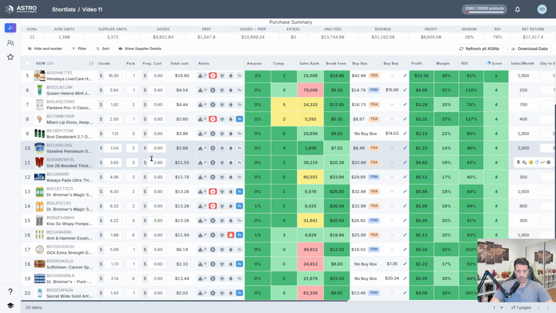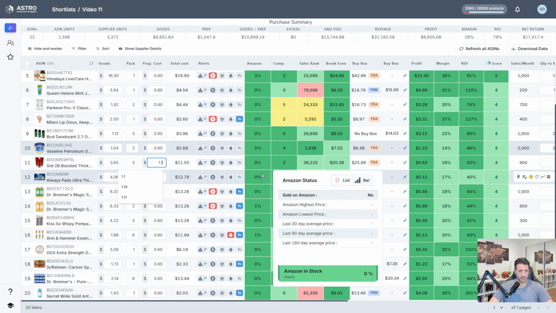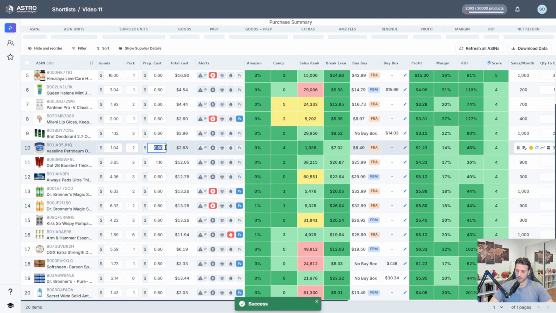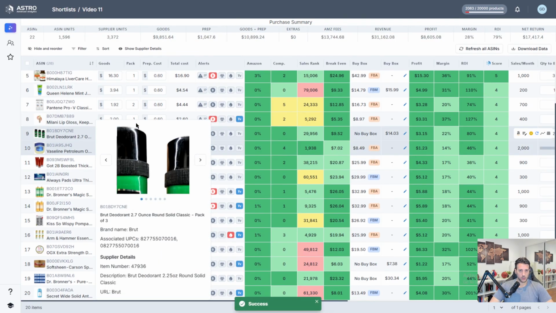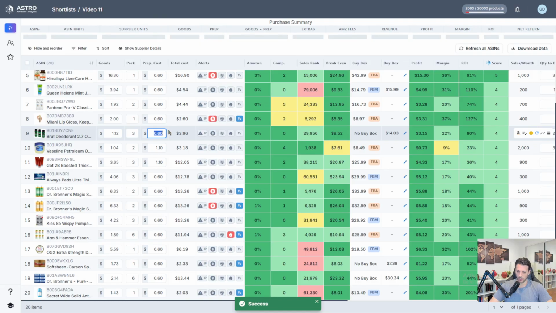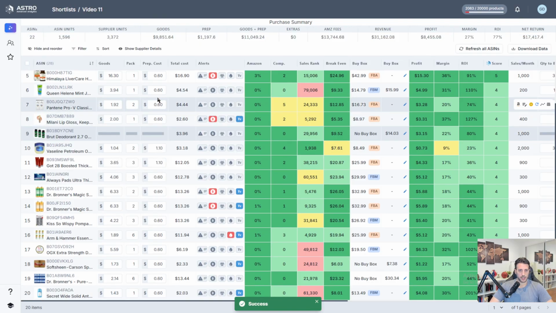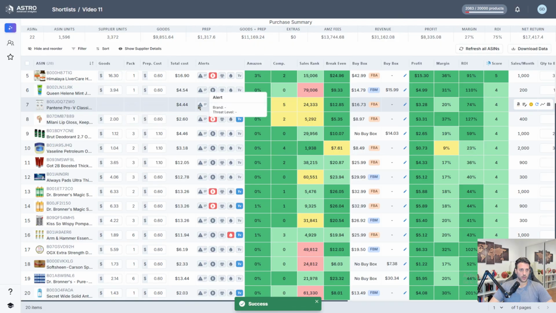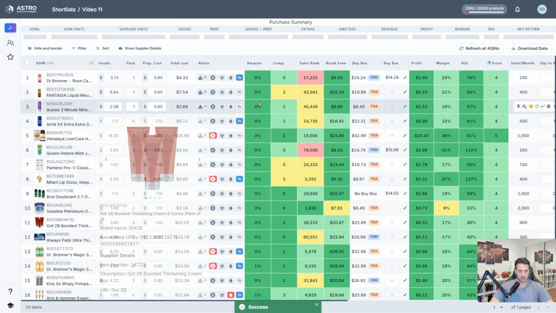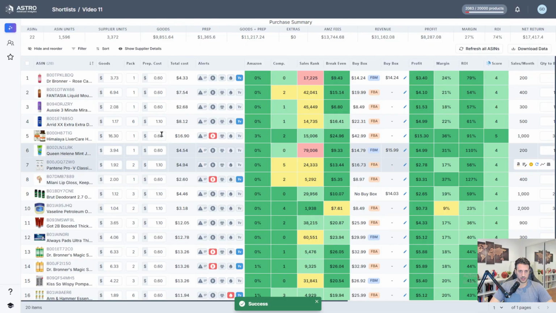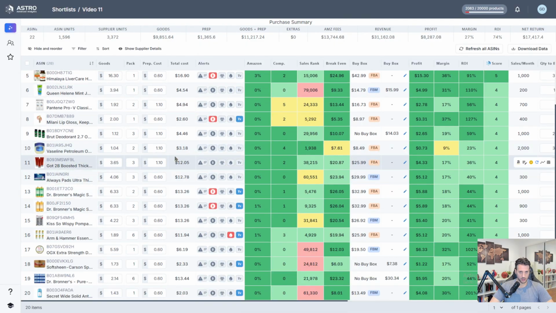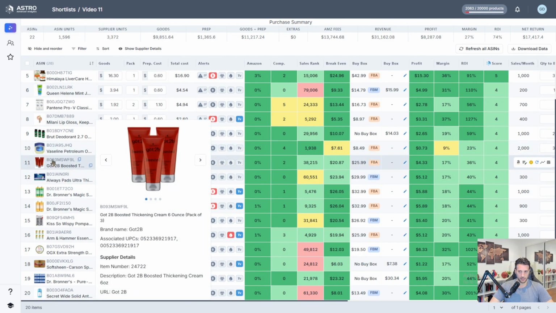42% ROI. Actually, what I need to do is, a lot of these are multi-packs, so I need to write my correct prep costs. We want everything to be correct in here. So $1.10. So these are all these multi-packs. Let's go ahead and just type in the right pricing. Okay, I think the rest are all done. Okay, cool. All right, so we'll add this one here. So it's a 3-pack.